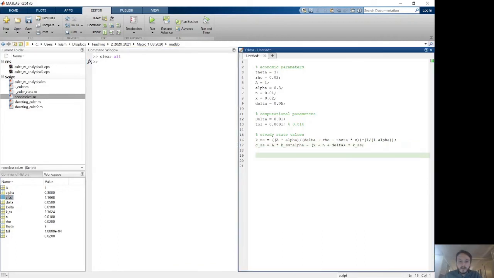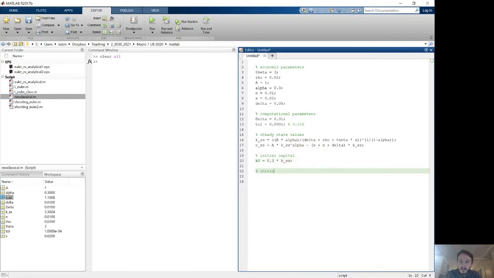Okay, we need a value for the initial capital in the first period. K0 is equal to, let's say, 30% of the capital in steady state. If we choose 90%, it means that the initial capital is close to the steady state capital. If it is 1%, it means that it starts very far. Let's just choose this 0.3 here.